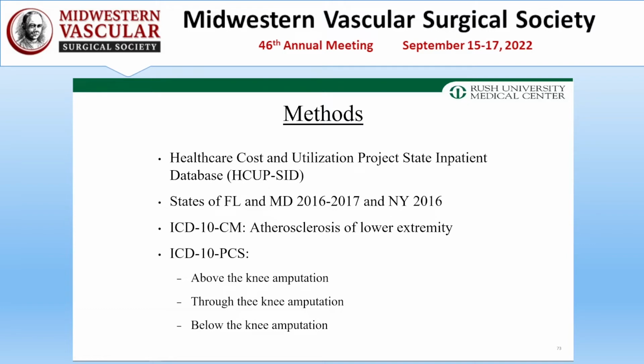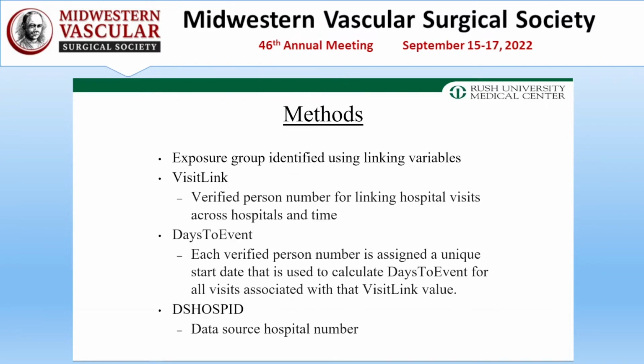Patients were identified as having an ICD-10 diagnosis code related to atherosclerosis of a lower extremity who had undergone procedures associated with ICD codes related to above, through, and below the knee amputations. Once that group of patients was identified, the exposure group was identified using a series of linking variables present in the HCUP database, the first of which being visit link, which is a unique person number that each patient is assigned that allows us to follow them across readmissions and across time.